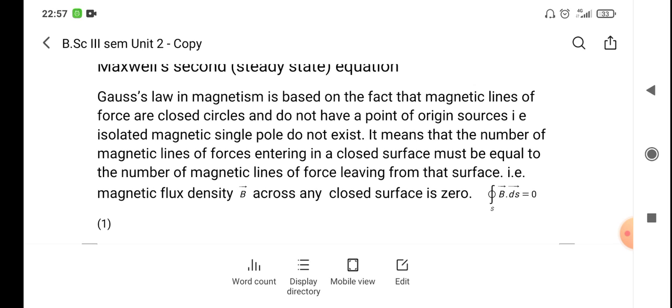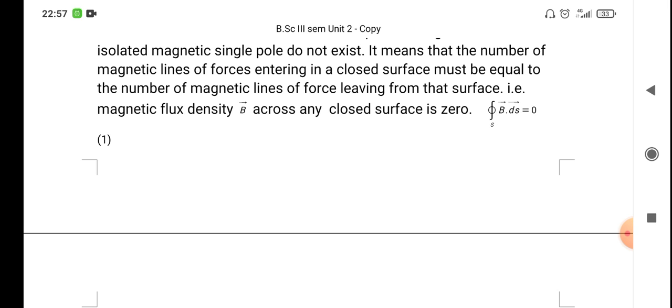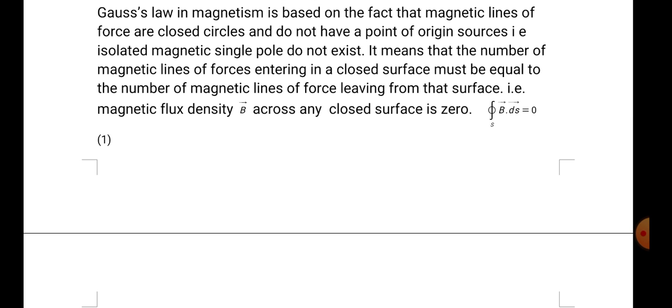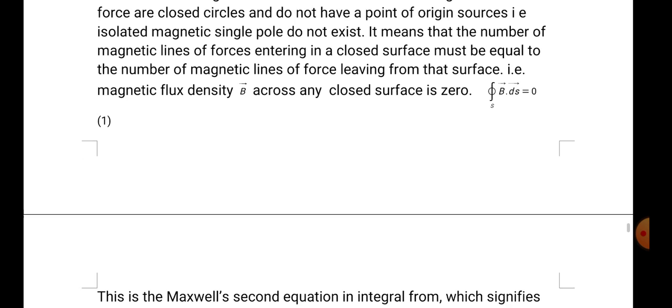Means the closed surface integration of magnetic flux density B bar dot ds bar is equal to 0, and this is equation number 1. This Maxwell's second equation in integral form signifies that the total outward flux of magnetic induction B through a closed surface is equal to 0.